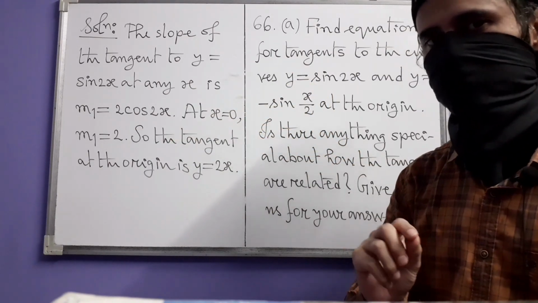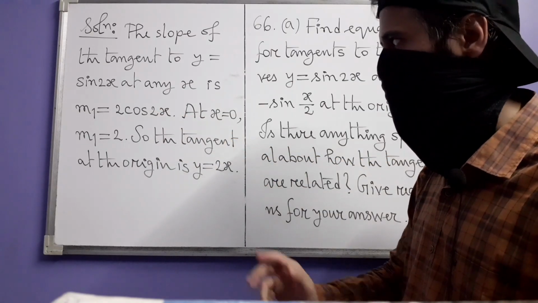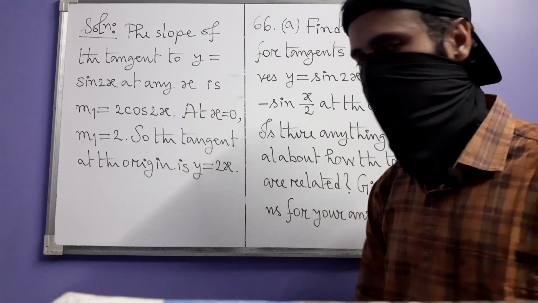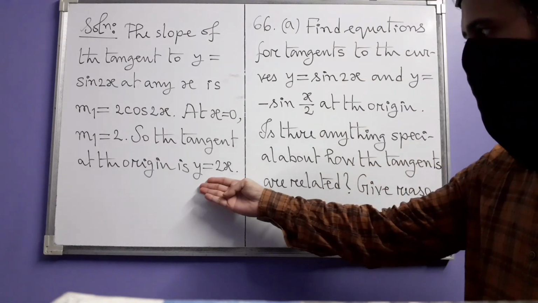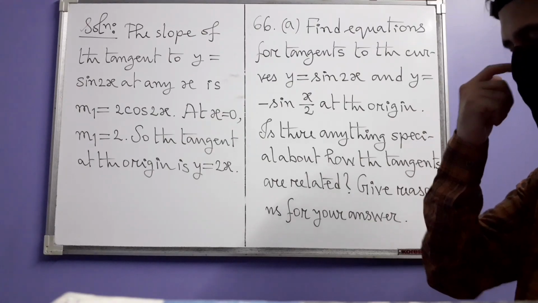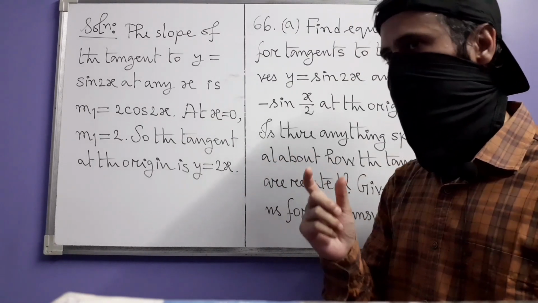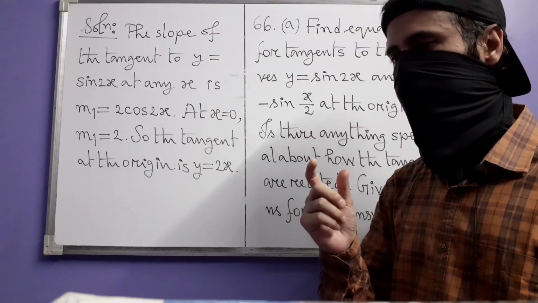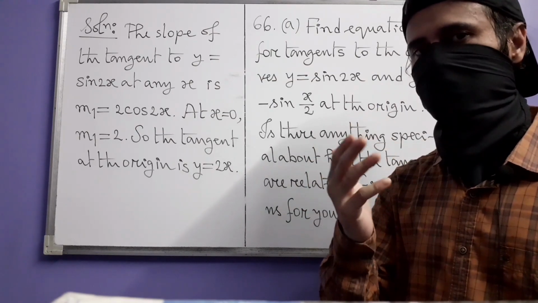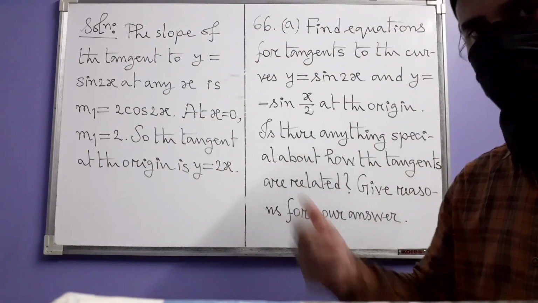But we want the slope at the origin, and for that we need to put x equal to 0 here. And when you do that, you get cos 0. Cos 0 is 1. So the slope becomes 2. So this is the equation of the tangent to this curve at the origin. Why though? That is because how do equations of lines look when they pass through the origin? y equal to mx, where m is the slope. That is why here slope is 2, so y equal to 2x.